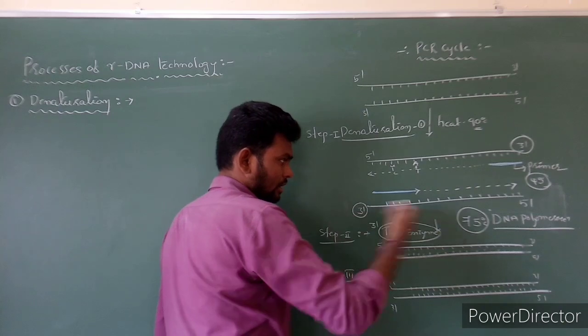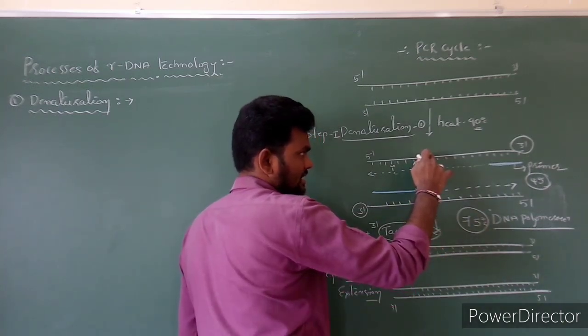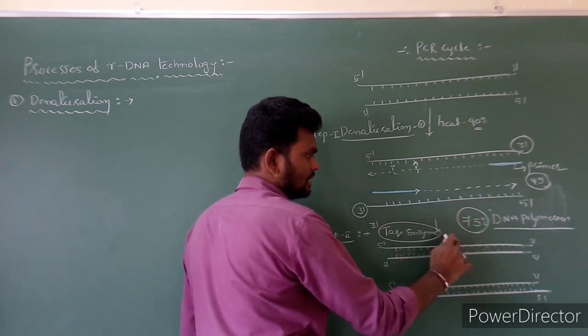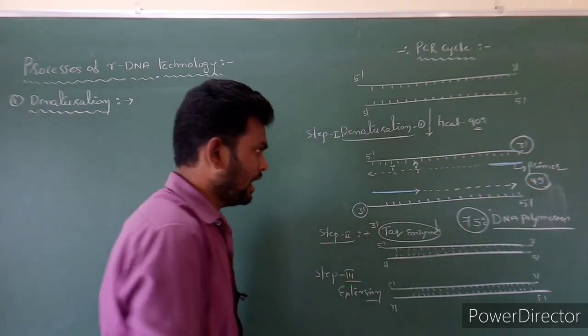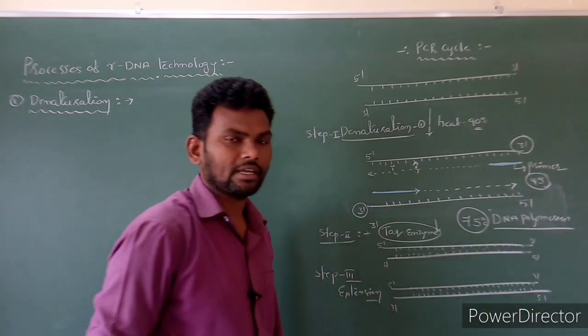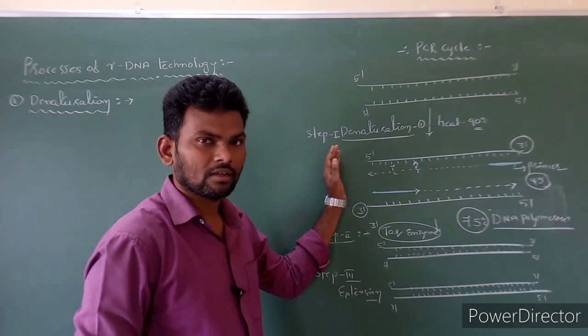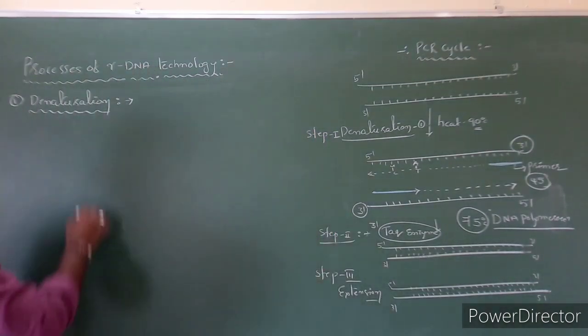Now what happened here after some more time? This single stranded DNA becomes double stranded DNA, and again this single stranded DNA becomes double stranded DNA. Clear? So this is what regards the PCR cycle. Let's try the points. Very easy.